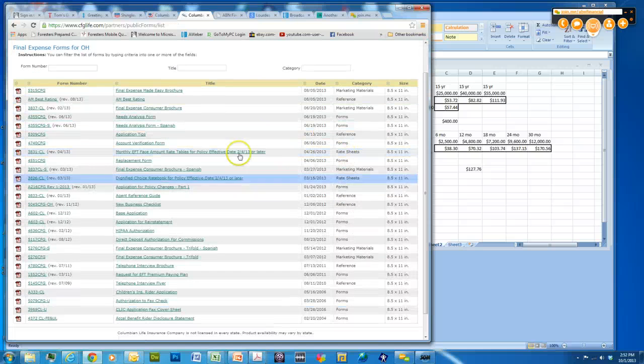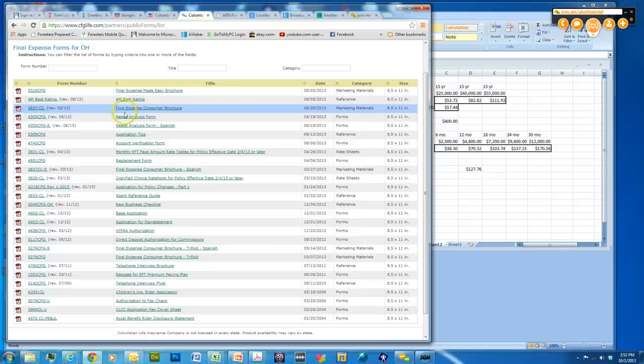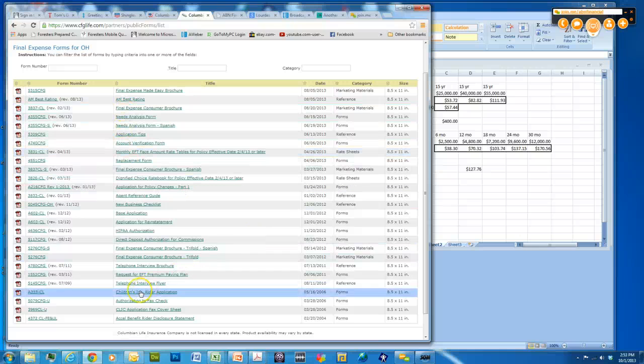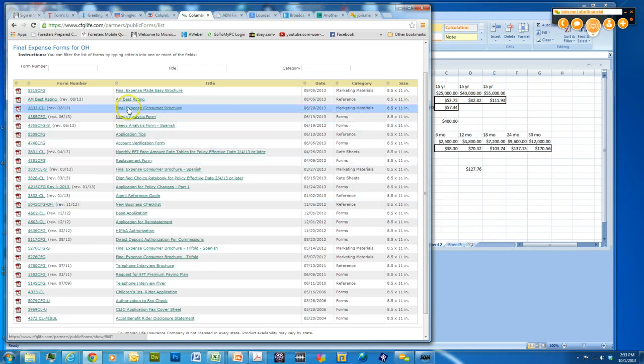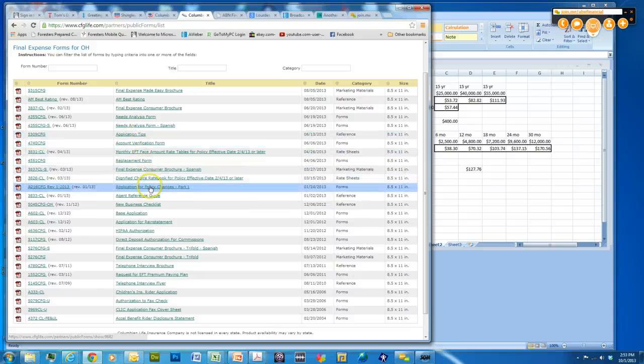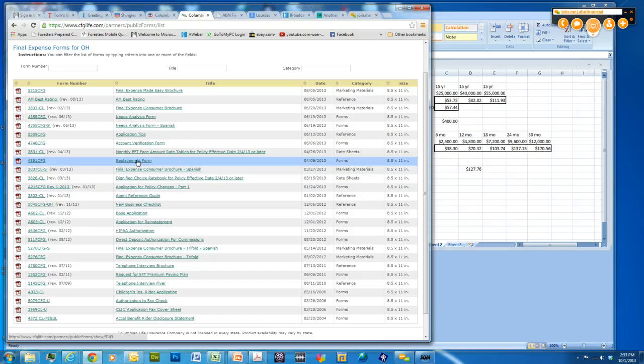Okay, so this is all the forms you need to write this product. You don't need all these forms, but here's a base application. You need that. Let me tell you what you absolutely need. You need the replacement form. Always print that out, because you don't know if they're going to come up with the fact that they have another policy. So always print that one out.